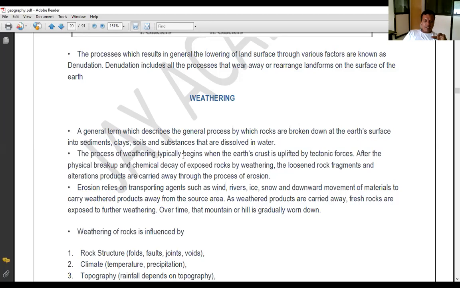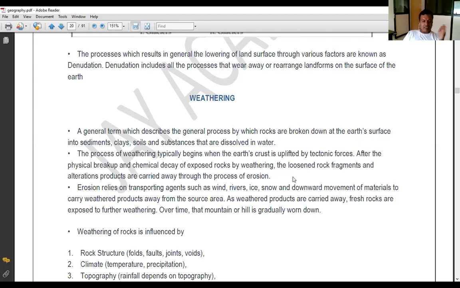The process of weathering typically begins when the earth's crust is uplifted by tectonic forces. So due to the internal forces, when the landforms are created, when a mountain is created, or a plateau, or hills, or new crust, a new landform is created due to the tectonic forces. After the physical breakup and chemical decay of the exposed rock by weathering, the loosened rock fragments and alteration products are carried away through the process of erosion. So once the material is loosened, the sediments or clays are eroded away.